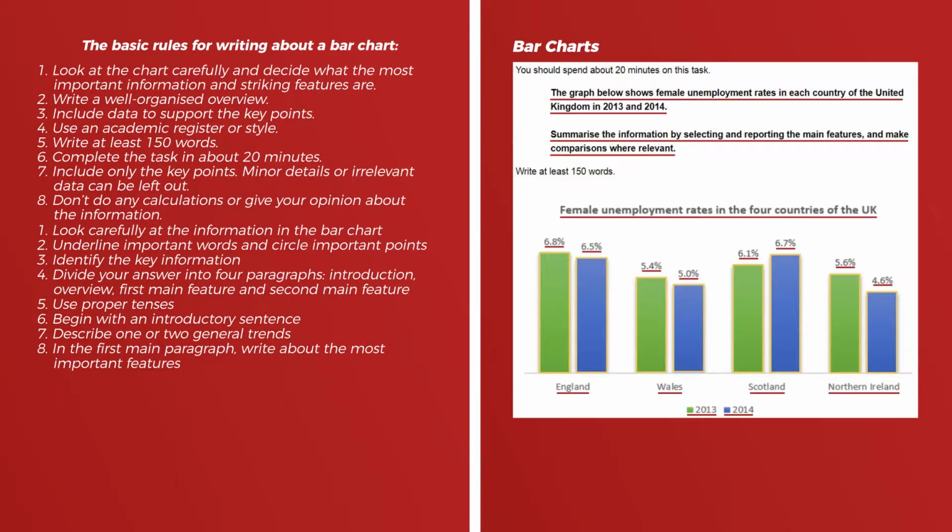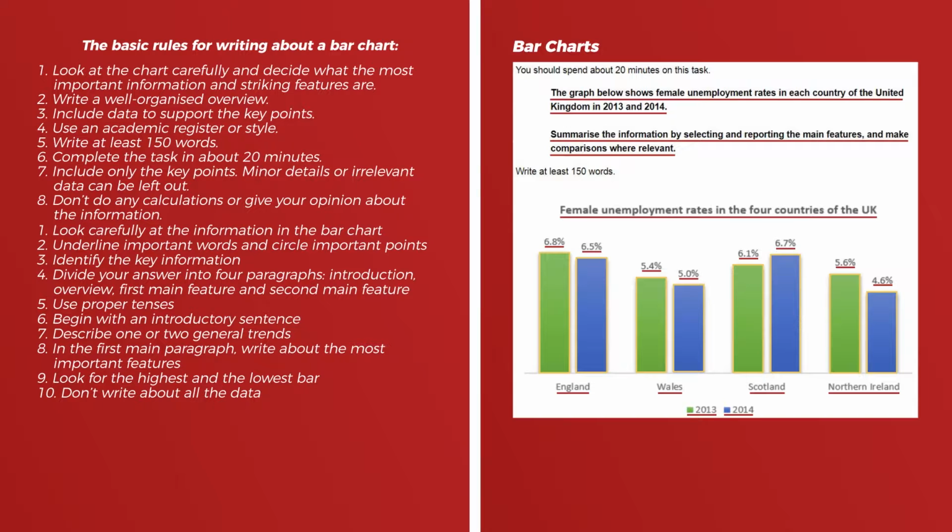In the first main paragraph, select and write about the features that are most important and interesting, and include relevant data to support the points you make. When selecting key information, look for the highest and the lowest bar. Look for any trends and exceptions to those trends.